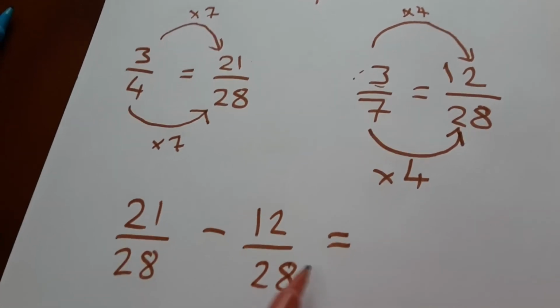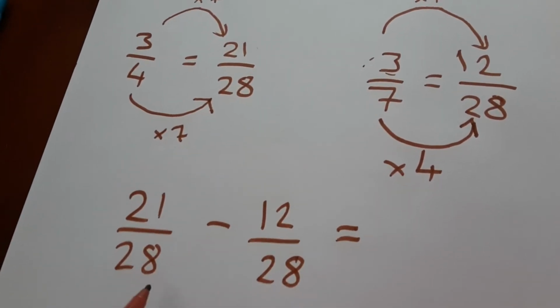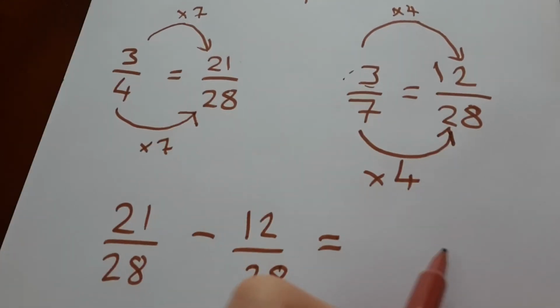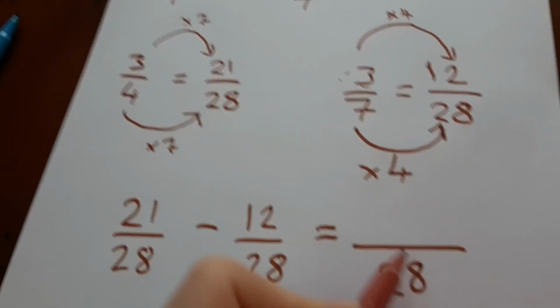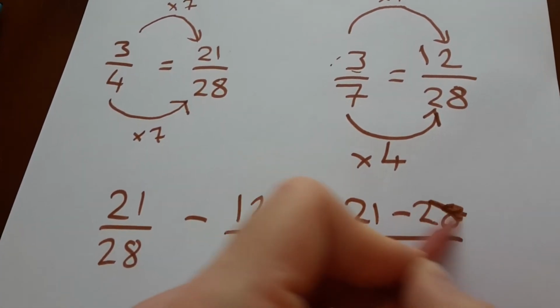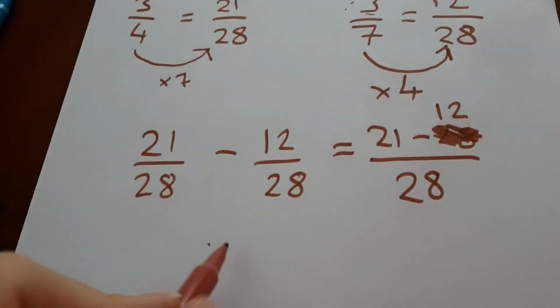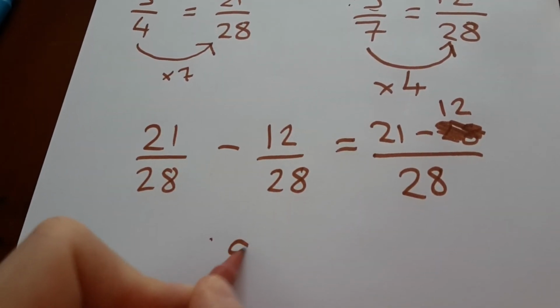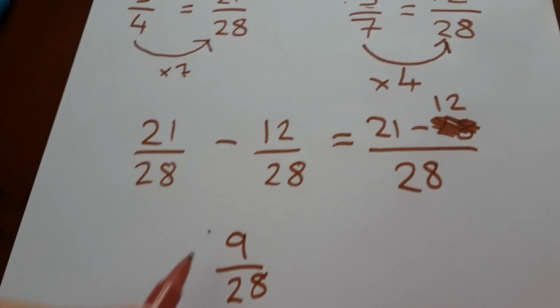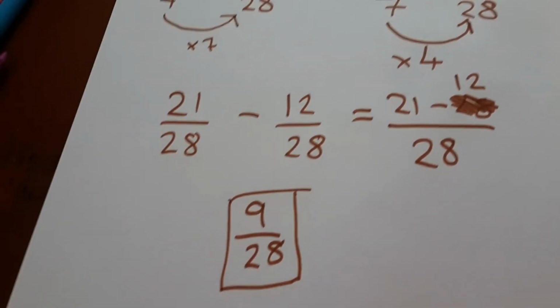Now any time you have the same denominator, tell a lie, denominators at the bottom, you can write them as just one fraction. So 21 minus 28, where did that number come from? 21 minus 12. You end up with 9 over 28. 9 is not a factor of 28, so that's our fully simplified answer.